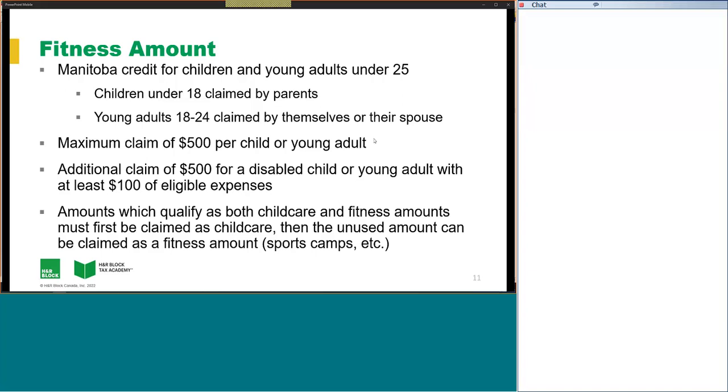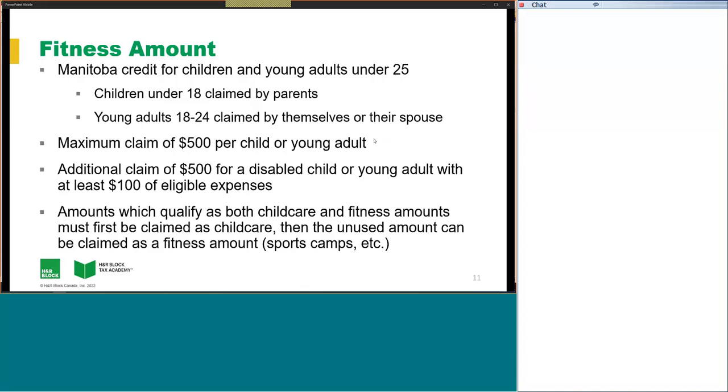The fitness amount is for children and young adults, so people under the age of 25 by the end of the year, okay? By the end of the year is important for the fitness amount. Children under 18, so if they're 17 at the end of the year, will be claimed by their parents. Children 18 to 24 by the end of the year will be claimed by themselves or their spouse. There's a maximum claim of $500 per child or young adult, and there's a special additional claim, so you get $500 credit max up to the amount of the receipt. So if you have a receipt, that's what you're going to get.